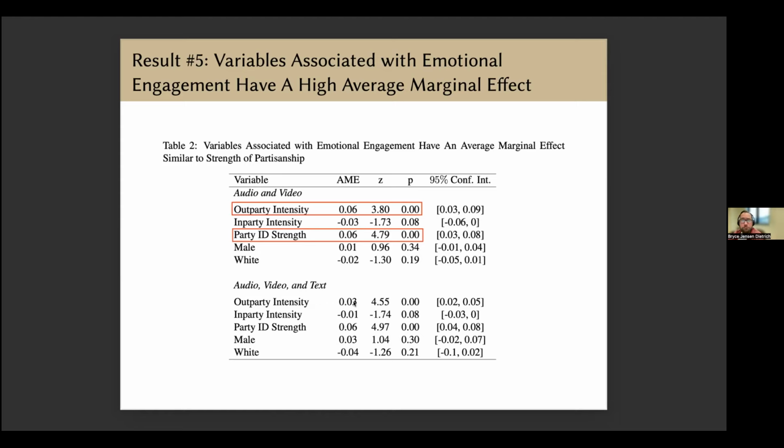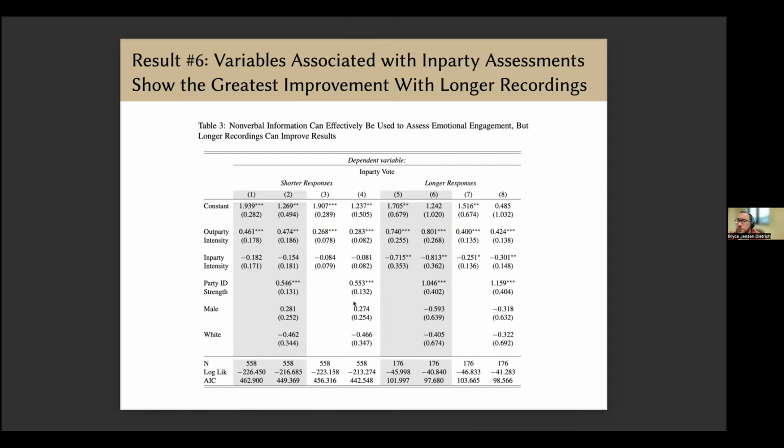So the next thing I want to talk about is instances where this approach could be particularly useful, or maybe instances where we can improve what we've talked about already up to this point. Ultimately, we found that in longer responses our measure performed better, which is not surprising given the complexity of the task at hand. Specifically, this affected in-party intensity.